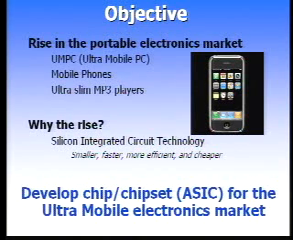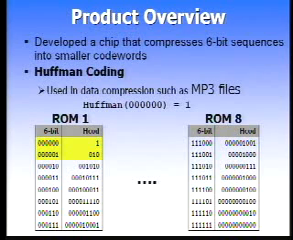What we wanted to do was tap into this market and develop a chip or chipset using ASIC for the ultra-mobile electronics market. What we designed is a Huffman encoding device that will compress more probable 6-bit sequences into a smaller code word, as shown in the highlighted area here. This is done via Huffman coding.